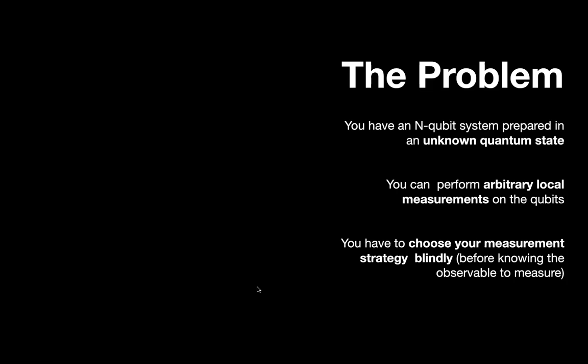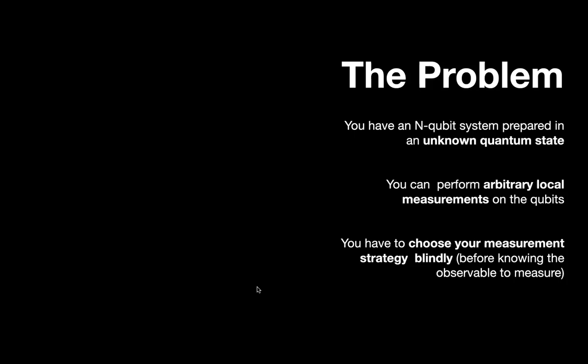Also, initially, we want to act in full generality. So we want to choose the measurement strategy blindly, or alternatively, we want to be able to measure more observables at the same time, or different observables starting from the same data. So this is really what I would call a minimal assumption type of scenario.